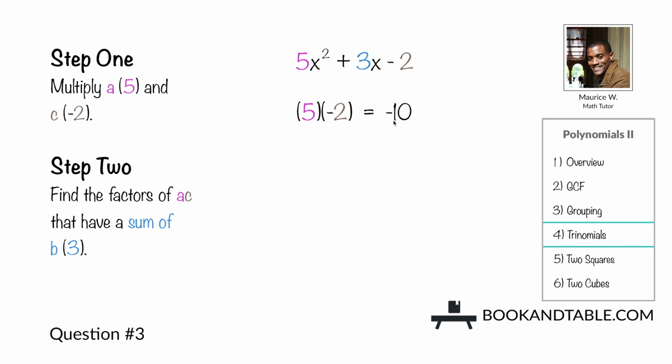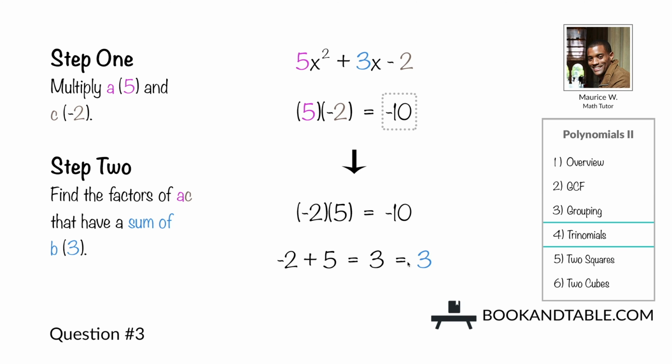Step 2, find the factors of a times c, or negative 10, that have a sum of b, or positive 3. So we'll examine the factors of negative 10. We'll start with negative 1 times 10, since that equals negative 10. However, the sum of these two factors is negative 1 plus 10, which is positive 9, and that does not equal the coefficient of x, positive 3.